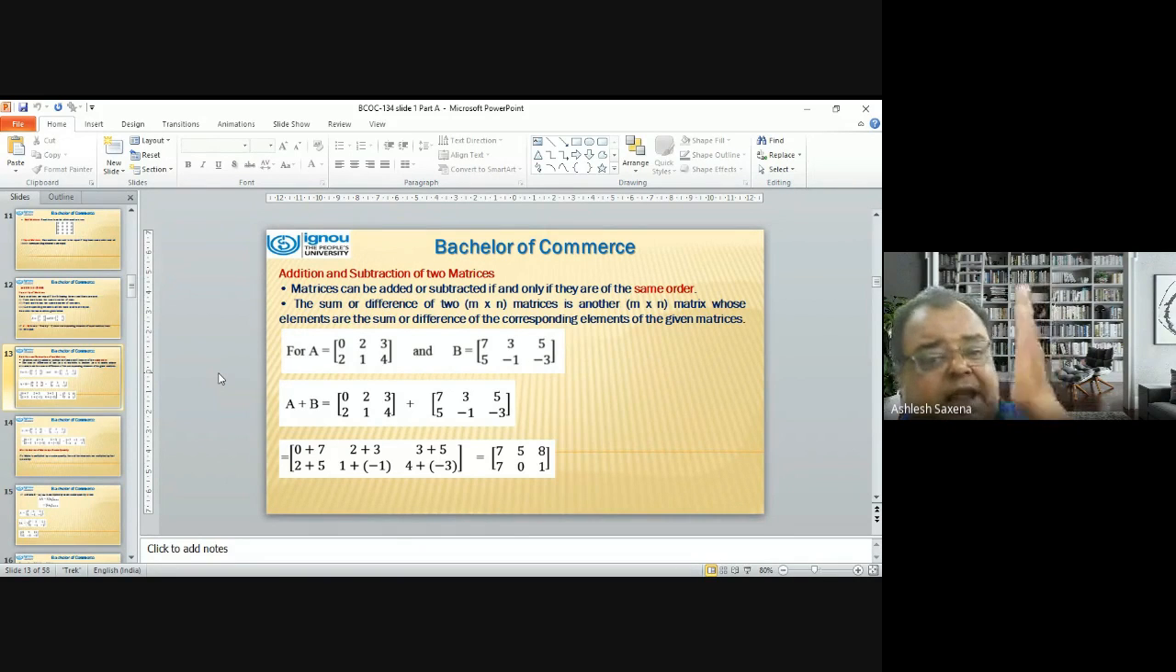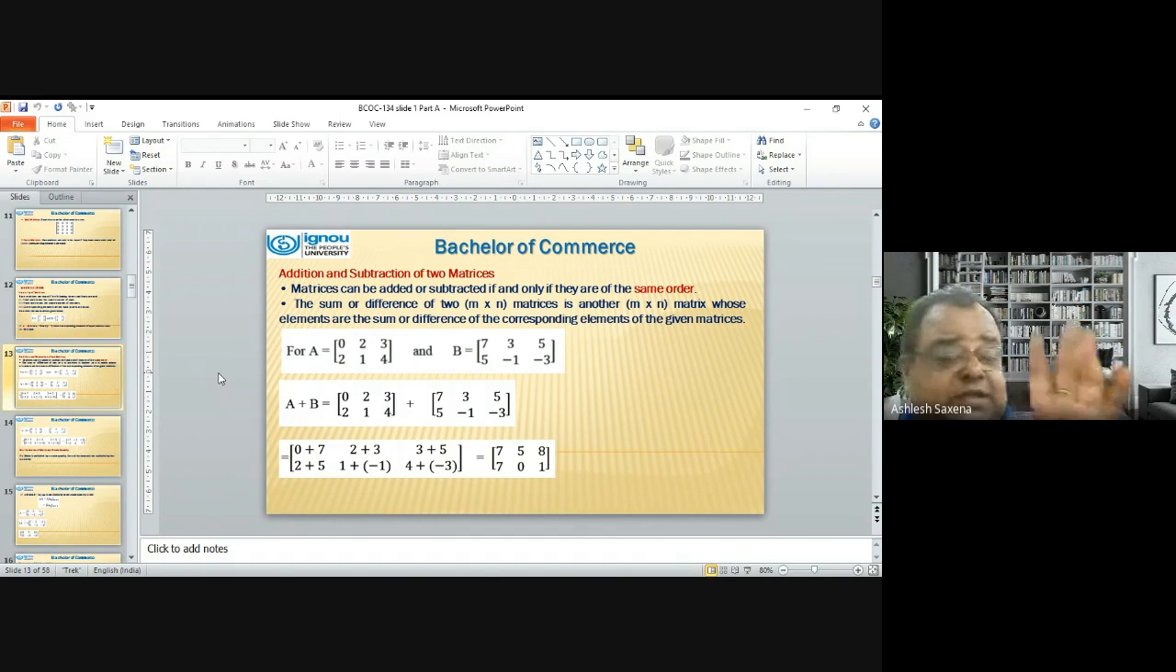Now we are asked to add these two matrices. When we add these two matrices, it is nothing but A plus B. They will be written in this form. Now, when performing the addition, 0 will be added to 7.